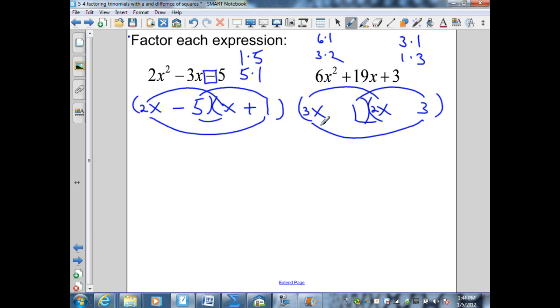Now I just need to determine, is this minus minus? That would generate my positive 3, but that would give me a negative 19x for my middle term, and I need a positive 19x. So that means this is going to be plus and plus. And when I check my FOIL, my first 6x times x is 6x squared. Outer, 18x. Inner, 1x. Gives me my 19x. And my last is 1 times 3, which is 3.